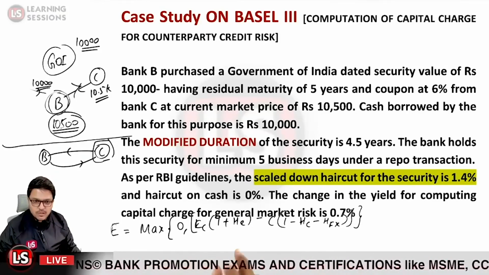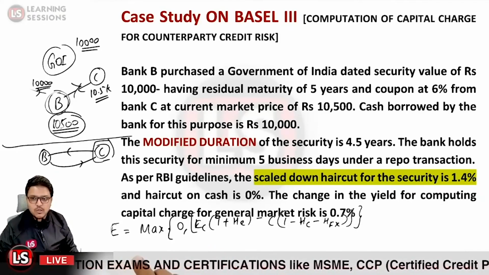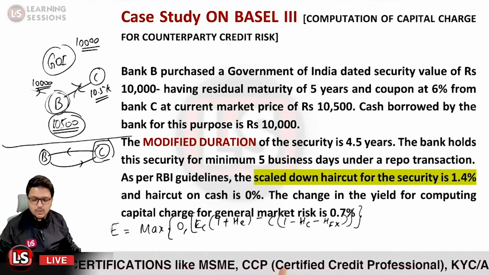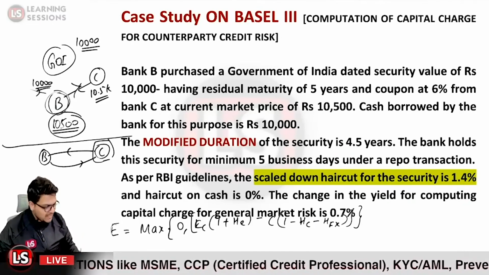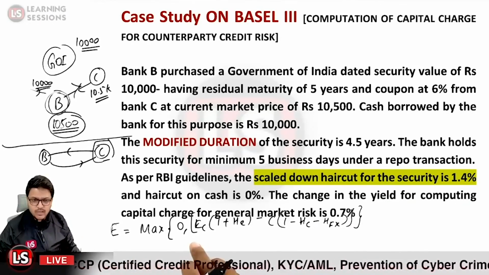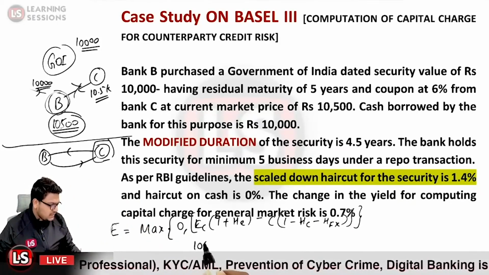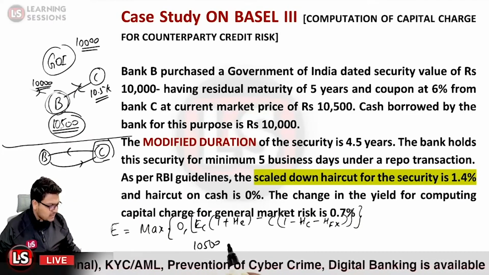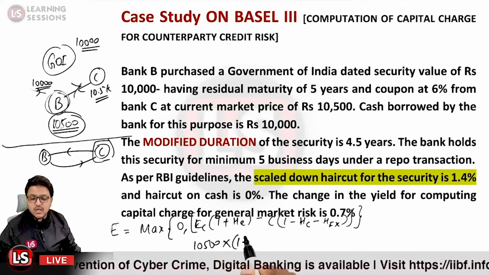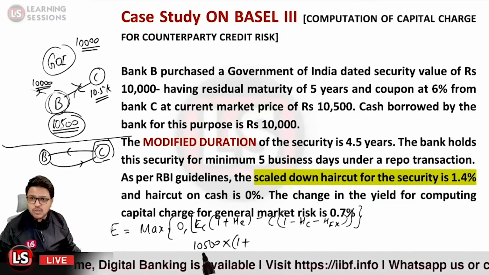We have already gone through this particular formula in the previous case studies that we have covered. So net exposure is equal to, first of all, a value that ranges from 0 to some positive value, so it can never be negative. And further, EC is the current exposure value. In this particular case, it is 10,500. Is that clear? And further, we are going to multiply it with 1 plus HE, the haircut on exposure, that would be added up to the exposure value itself.